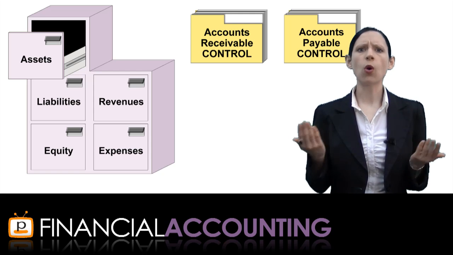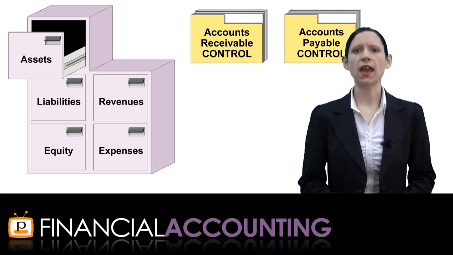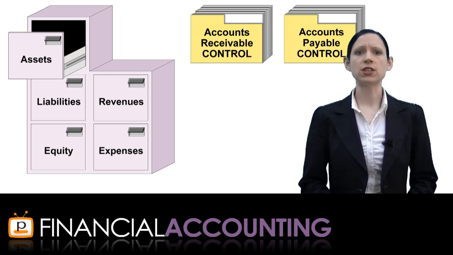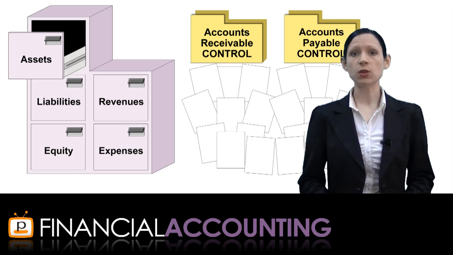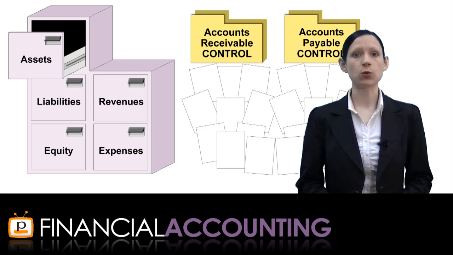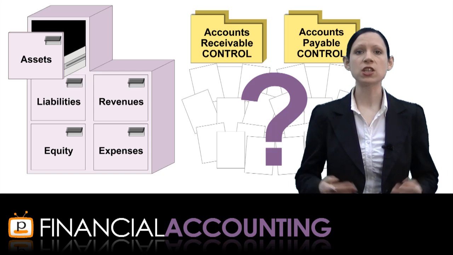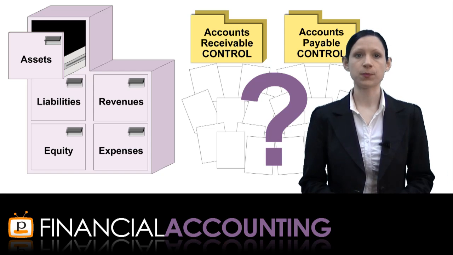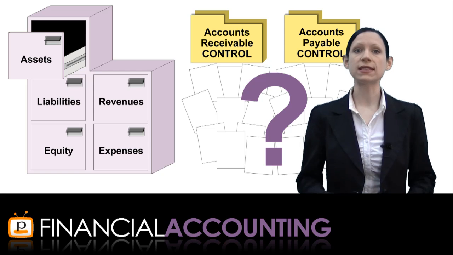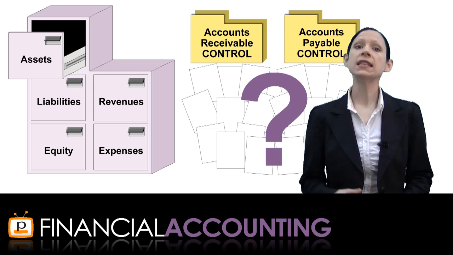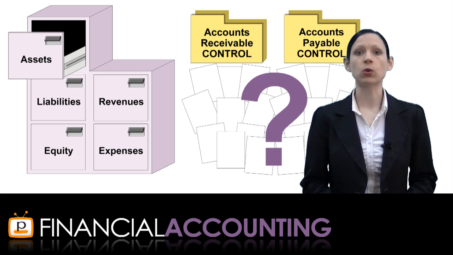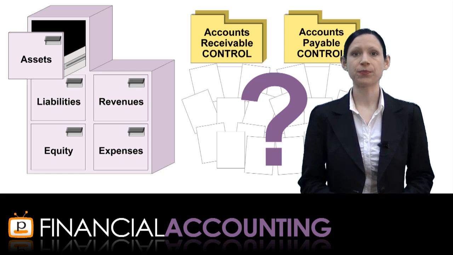If we tried to record all of the transactions into the one account, it would get so full of information that there may be information overload. It would also be very difficult to sort through the papers to work out, for example, how much a particular customer owes us. So, instead of having a separate account in the general ledger for each individual customer or supplier, this detail is kept in a separate record called a subsidiary ledger.